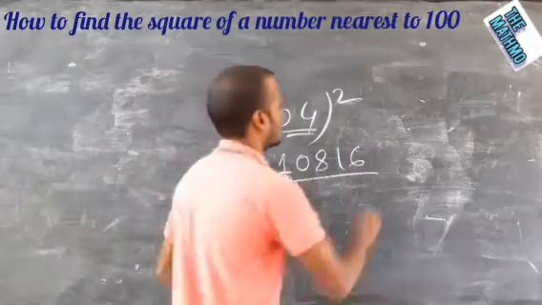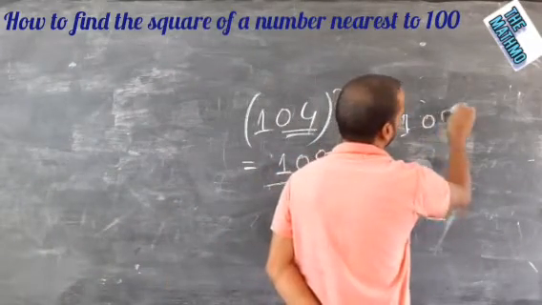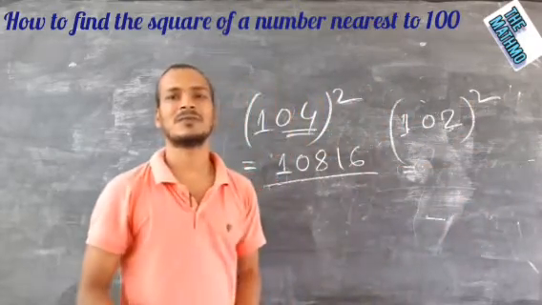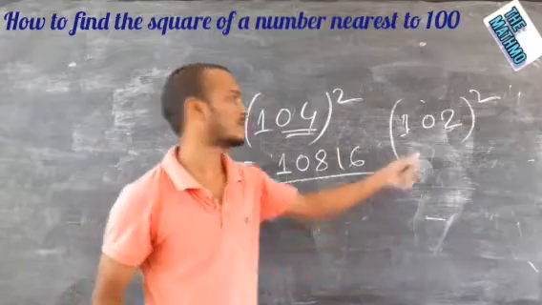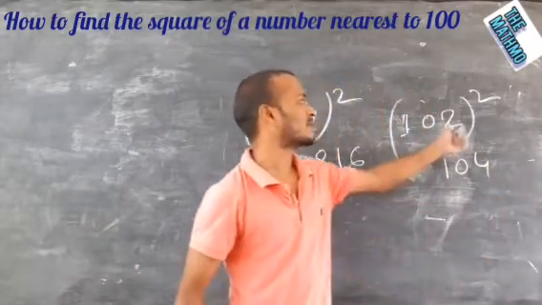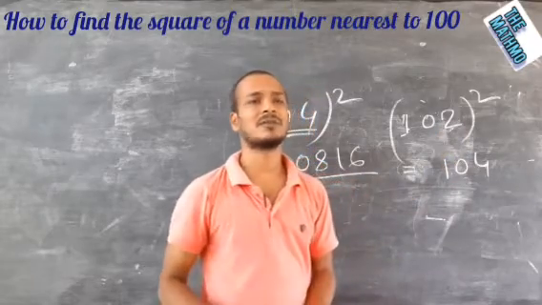Let us see one more example. Say 102 square. So here extra is 2. It is 2 more than 100, and that 2 you have to add to this number. So it will be 104. And what is the square of that 2? 2 2 is a 4.